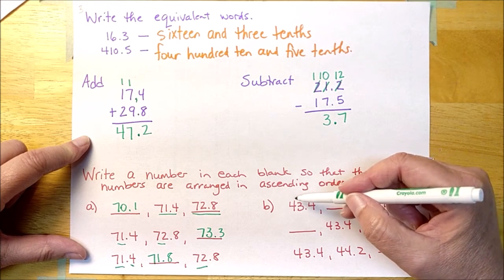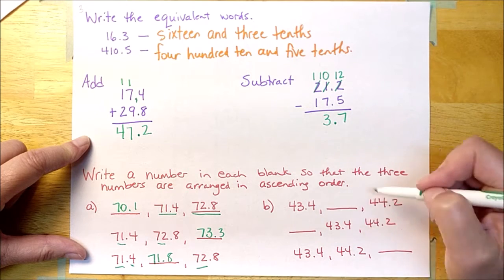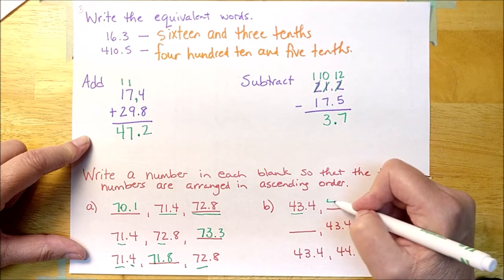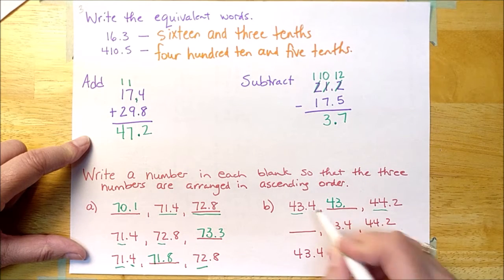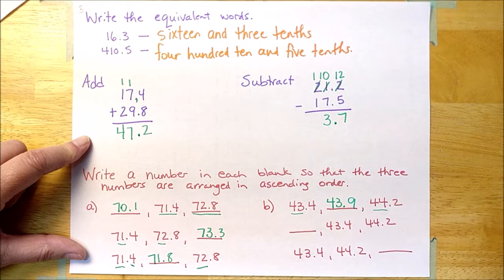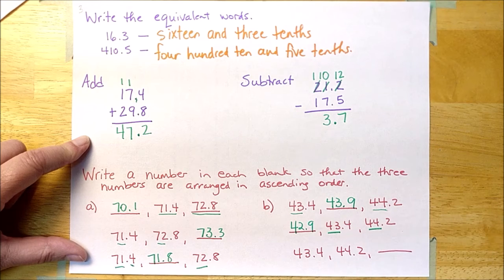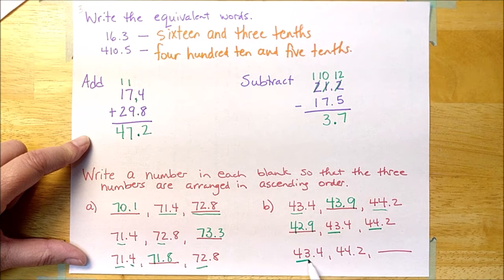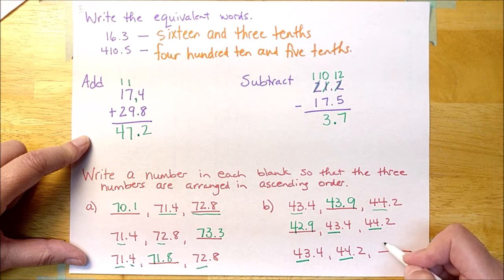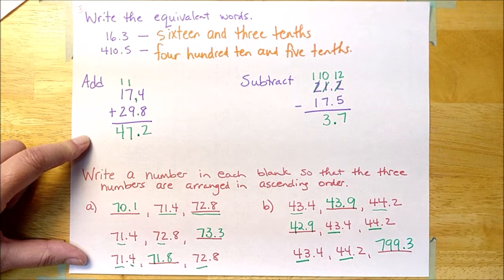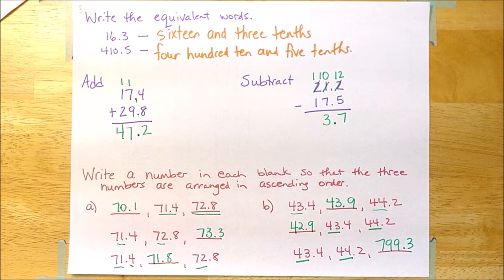Here I need to find a number that would come between 43 and 44. So I'm going to stick with 43, and I have to be larger than 4/10, so I'm going to go with 9/10. Here my big number is 44, my middle number is 43, and my lower number is anything under 43, so I'm just going to say 42. Here my smallest number is 43, 44, and I'm just going to go wild and crazy and put 799 and 3/10. It is definitely larger.